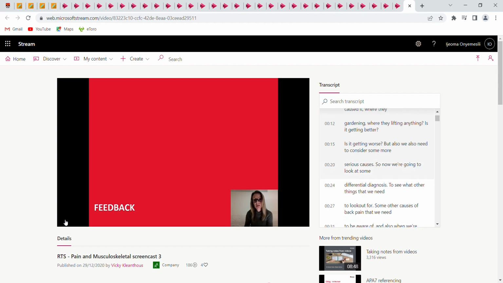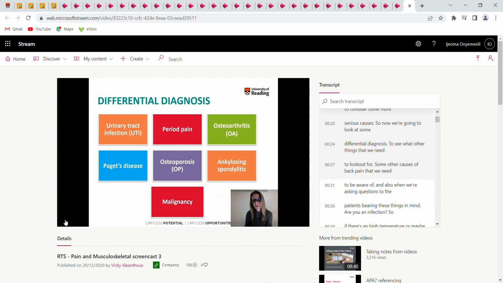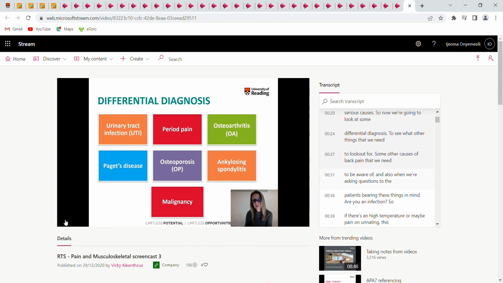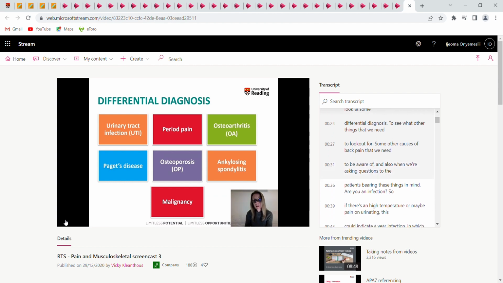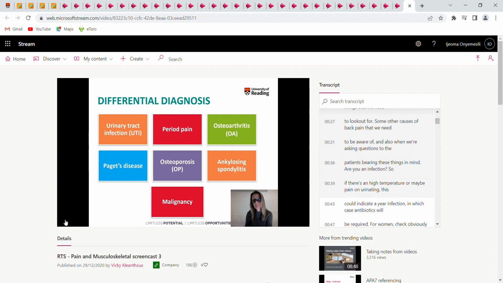So now we're going to look at some differential diagnoses to see what other things we need to look out for. Some other causes of back pain that we need to be aware of, and bear in mind when we're asking questions to the patients. A urine infection: if there's a high temperature or maybe pain on urinating, this could indicate a urine infection, in which case antibiotics will be required. For women, check obviously whether it could be period pain.